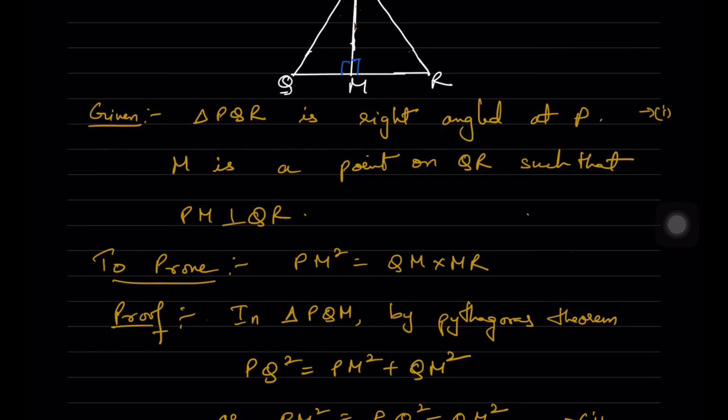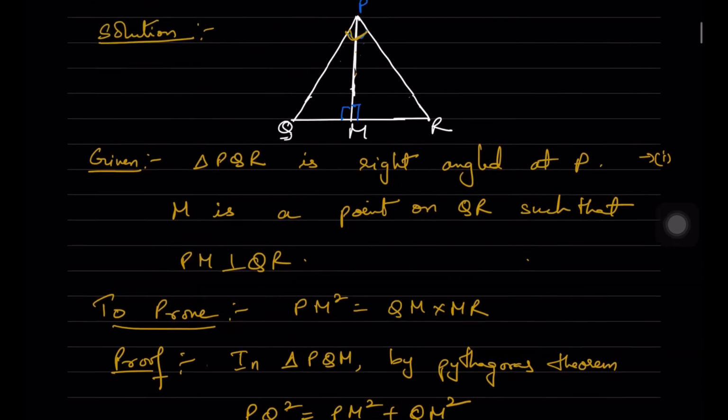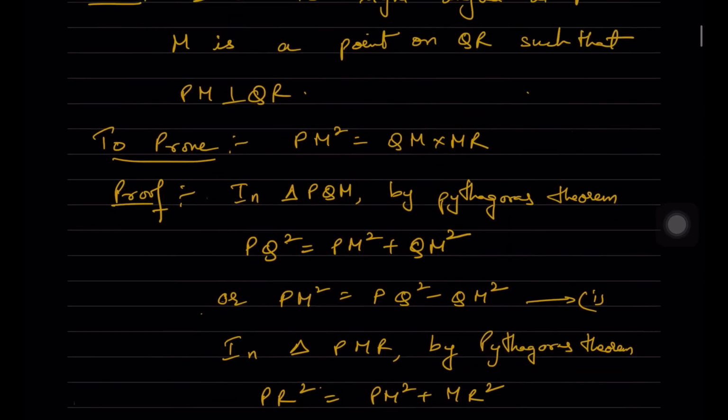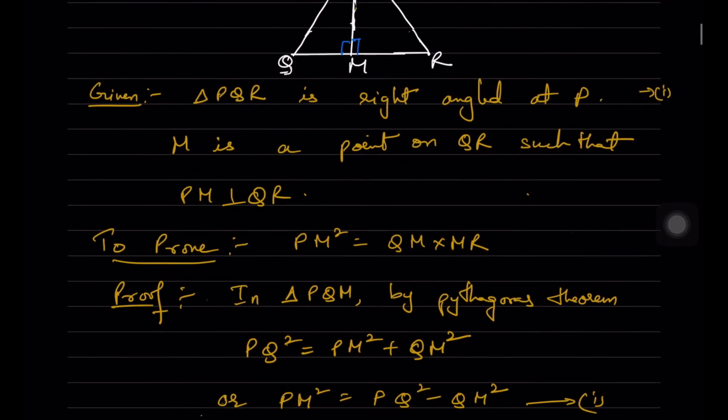So let's see what we are given. Triangle PQR is right angled at P. This is the first one. M is a point on QR such that PM is perpendicular to QR. What we have to prove is that PM square is equal to QM into MR.